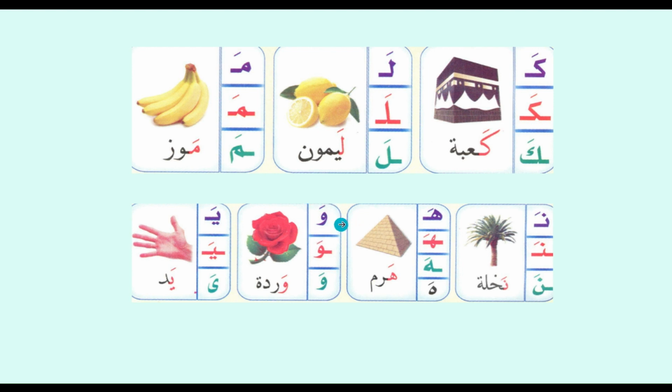Letter wow at the beginning, in the middle, at the end, like the word warda. And ya at the beginning. You only know this ya, yes, but when ya comes at the beginning or in the middle of the word, it comes like this. Just like the letter ta, but the two dots are on the bottom. Ya at the beginning, in the middle, and at the end of the word, just like the word yad.